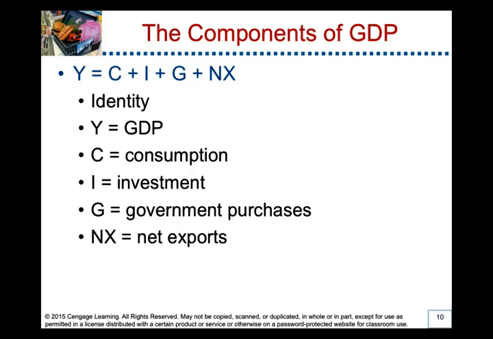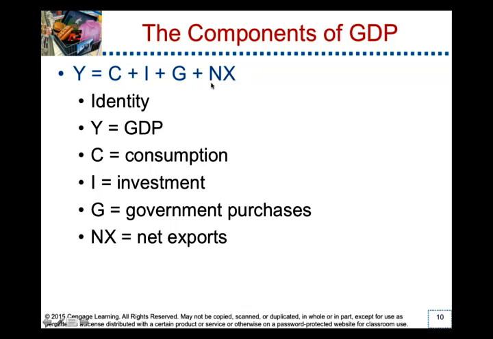Now this slide is discussing the components of the GDP. So basically this equation is going to be very important for you from now on. In this we have capital Y equals capital C plus capital I plus capital G plus NX. So what do you mean by these? Well, Y is GDP, C is consumption, I is investment, G is government purchases, NX is net exports. So if you add the consumption, the investment, the government purchases, and the net exports, you should be able to calculate the GDP.